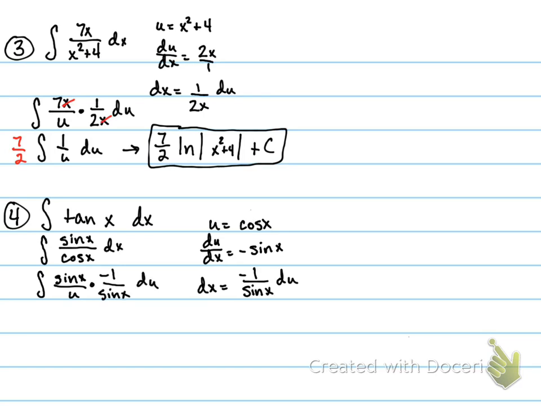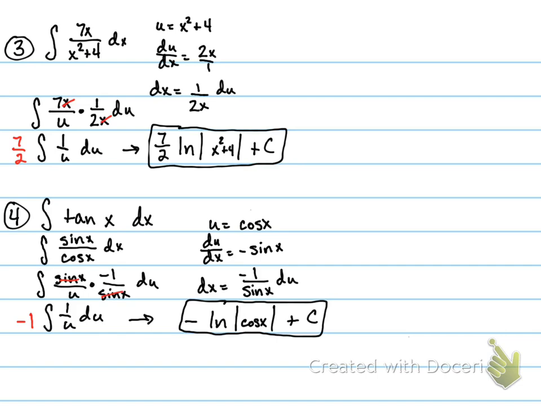And nicely enough, just like last time, our sine x's cancel. We can bring that negative 1 out front of everything. That gives us the integral of 1 over u du, which is going to be negative ln of whatever u is, plus c. So negative ln, where our u was actually cosine of x, plus c. And that would be our final answer for number 4.